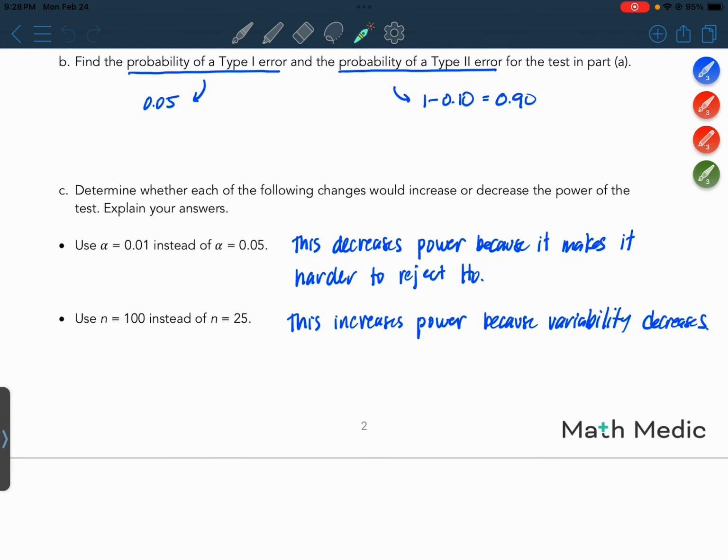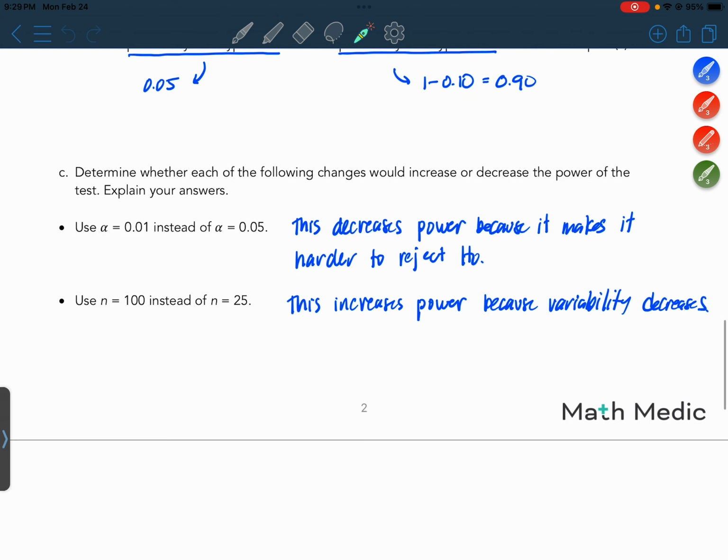All right, part C. What will these things do to the power? If we go to 0.01 instead of 0.05, so we're lowering the significance level, that's actually going to make it harder for us to reject the null hypothesis. If it's harder to reject the null, you're going to decrease the power. You need to reject the null hypothesis to have power.